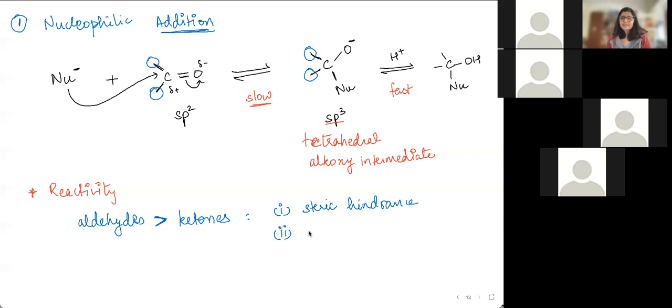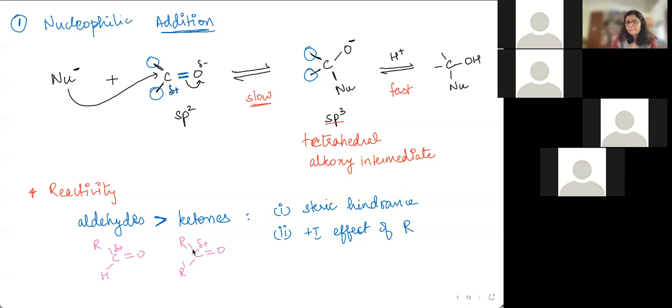Another factor is the plus I effect of the R groups. So remember, I also told you it depends on the polarization, like the polarity of this bond. So यहाँ पे positive है. If I take ketone, so aldehyde के case में I have C double bond O H R. कीटोन के केस में C double bond O, R and R dash. So both will have positive charge on the carbon. The greater is the positive charge, the more easily it will attract the negative charge.